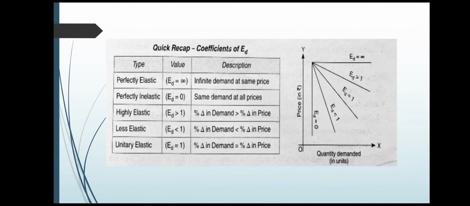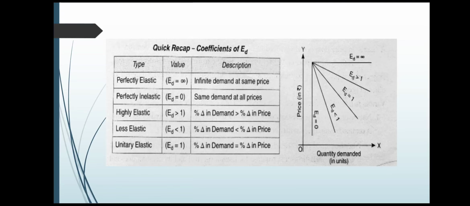So today we have studied about 5 degrees of elasticity of demand. The first one is perfectly elastic, where elasticity of demand is equal to infinity, and the demand curve that is made for perfectly elastic is parallel to x-axis. The second one that we studied is perfectly inelastic demand, where elasticity of demand is equal to 0 and the demand curve is made parallel to y-axis.